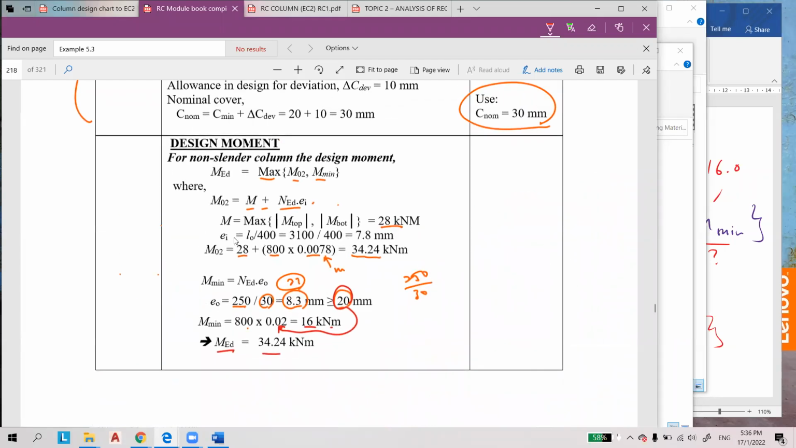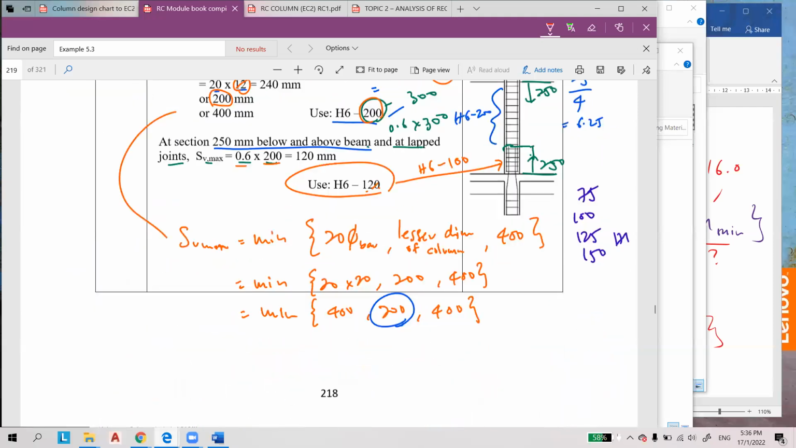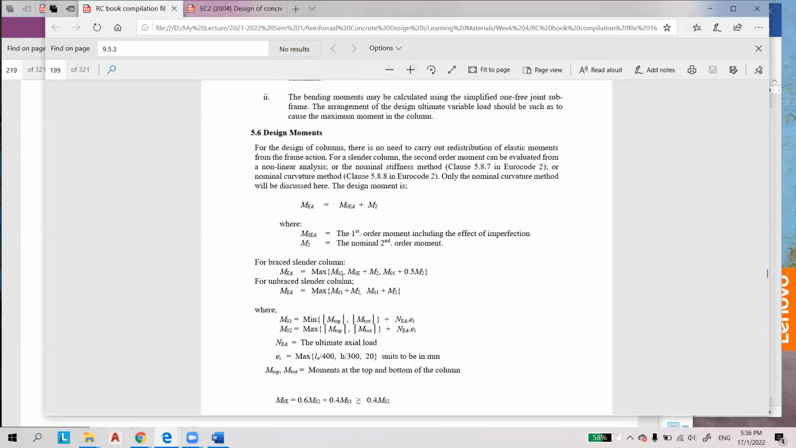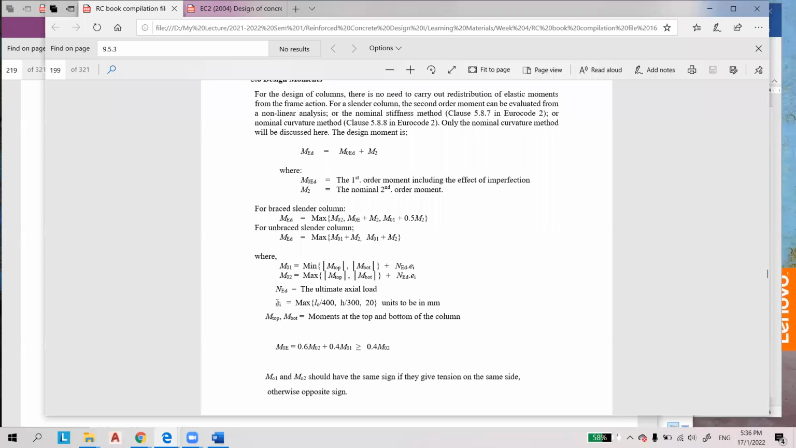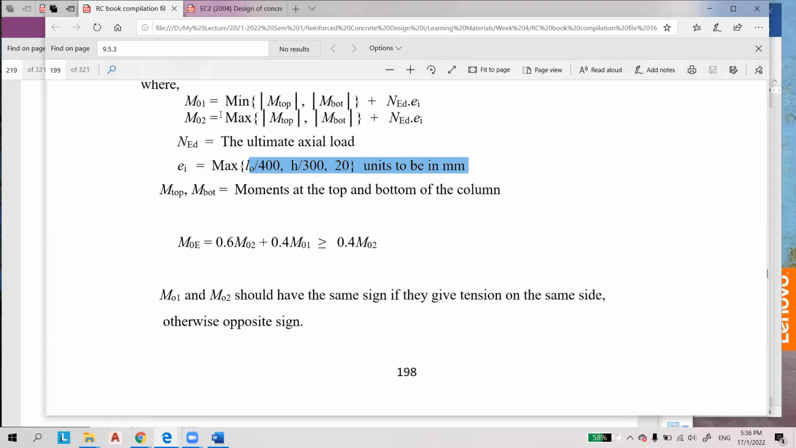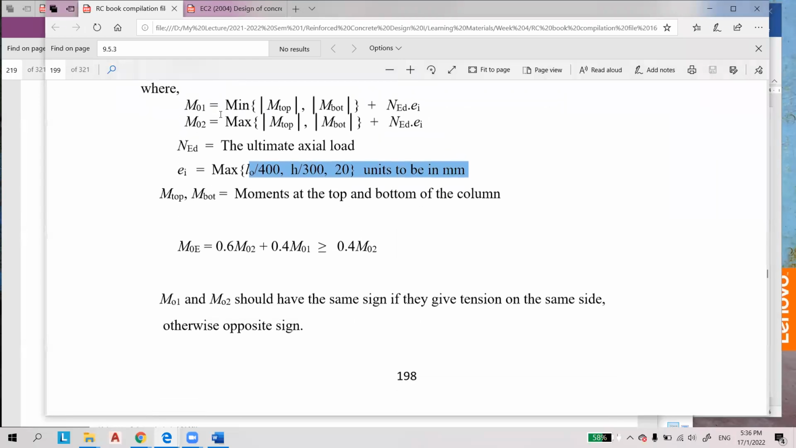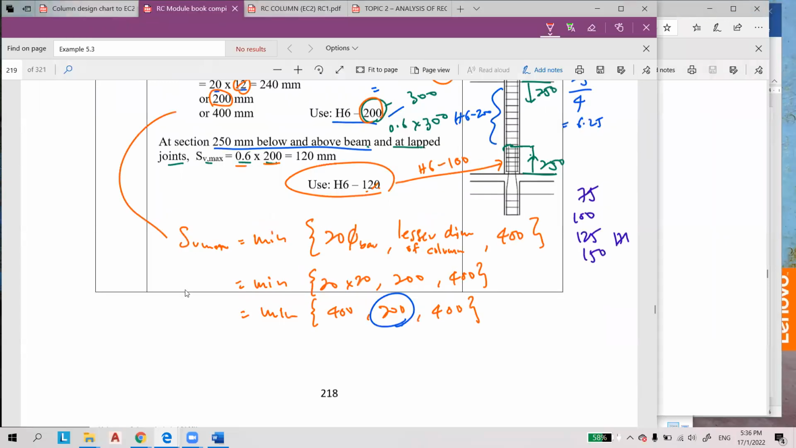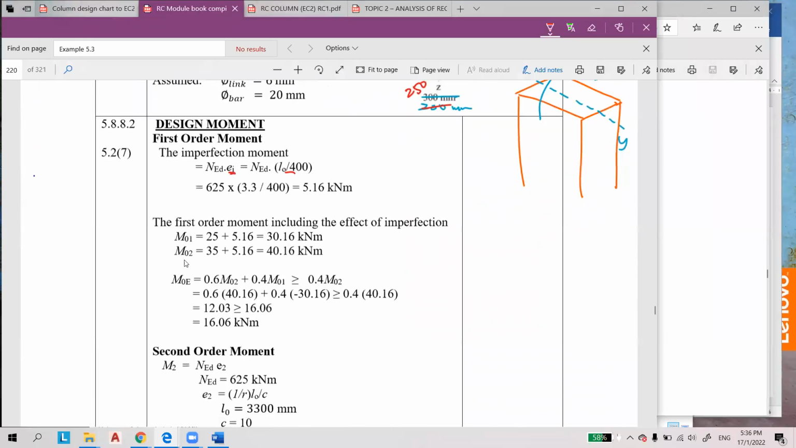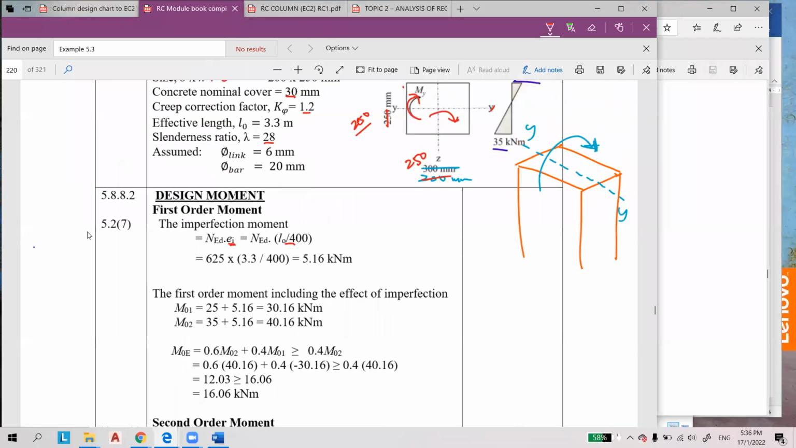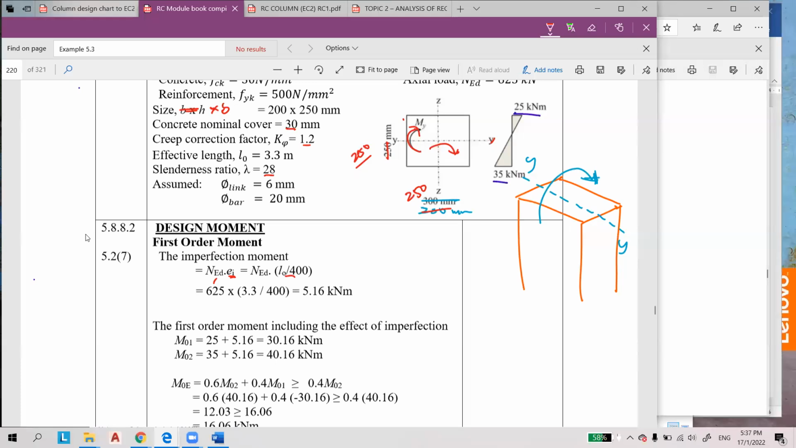Actually, you shall check this one: L0 over 400, or h times 300, or 20. This is short, you shall check by this. Please remind me in our next class about this, where the value of 20 comes from. So the value is 3.3 divided by 400, and this is our NED.